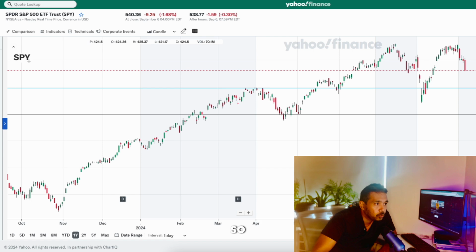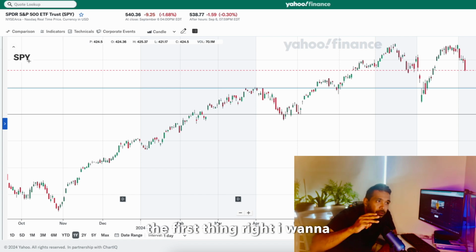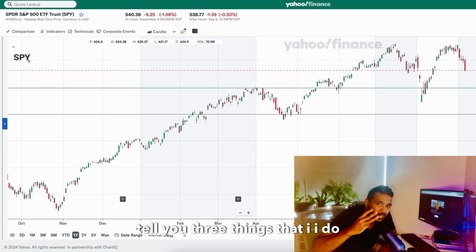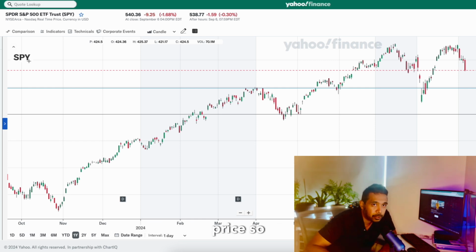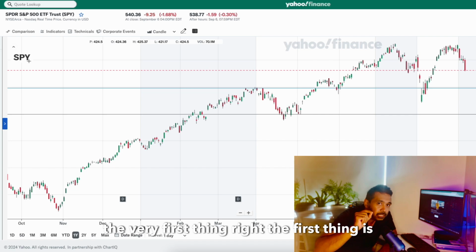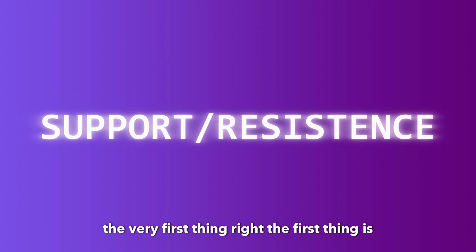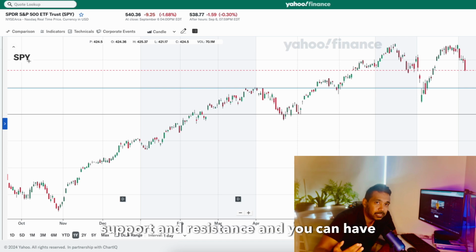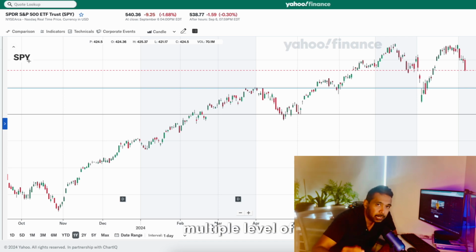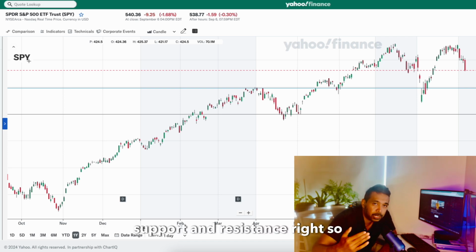Okay, so I wanna tell you three things that I do personally whenever I select a strike price, right? The very first thing is having the right level of support and resistance, and you can have multiple levels of support and resistance, right?